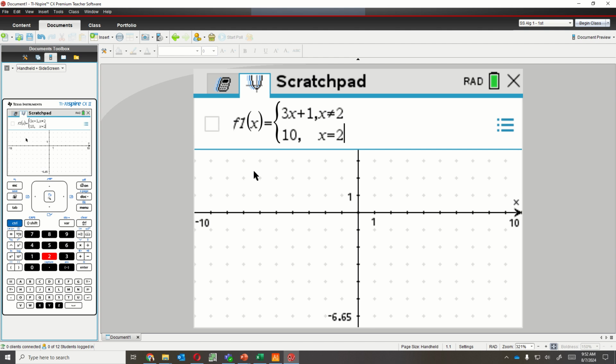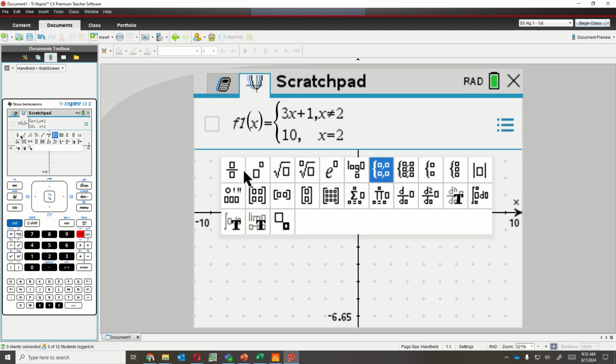Okay, so to get the piecewise, remember the little button right here below delete? It brings up different little icons to enter. So I entered a piecewise right there. There's my piecewise, and there's different piecewises. This one with the comma gives you the restrictions of whatever your domain is. This other one does not.